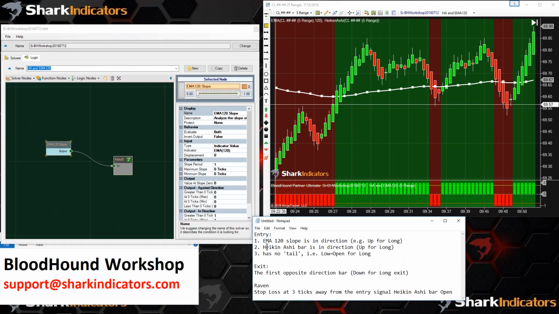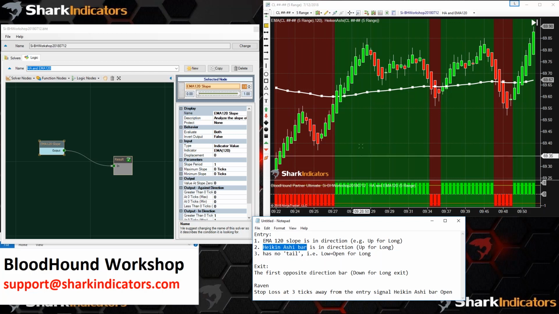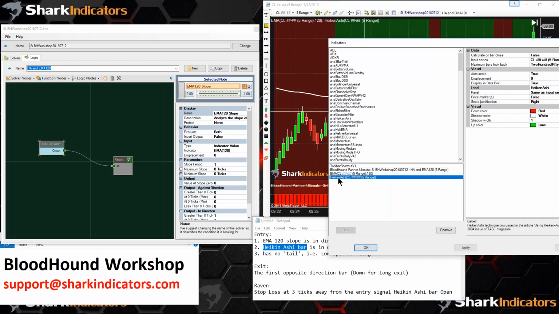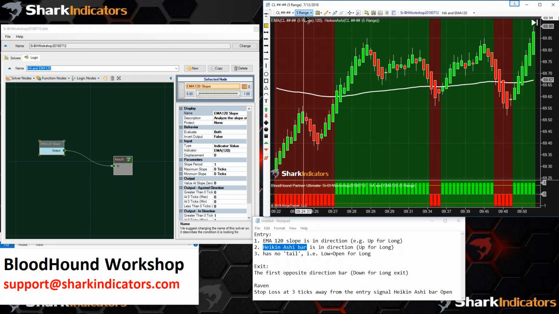And all right, next part, we're going to be working with the Heiken Ashi indicator here. So we just want the bar in the direction of the trade. Now the Heiken Ashi is not a bar type, right? It's an indicator. So hopefully you guys just noticed that, right? When I put the Heiken Ashi on, I had to load an indicator. So it's not a bar type.